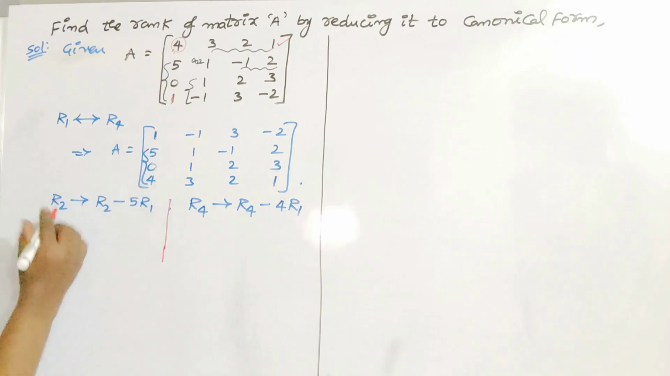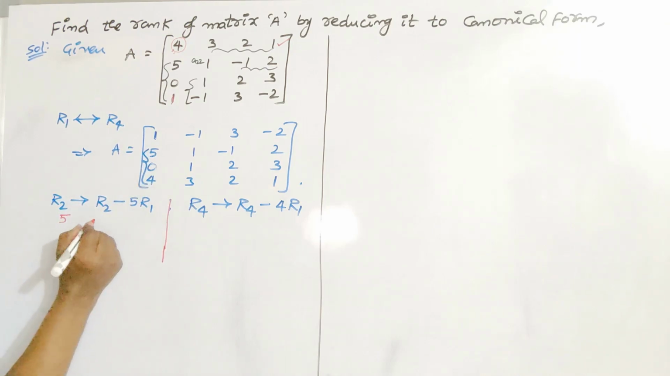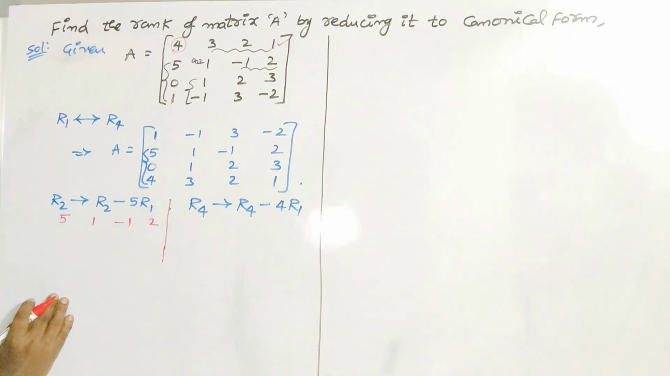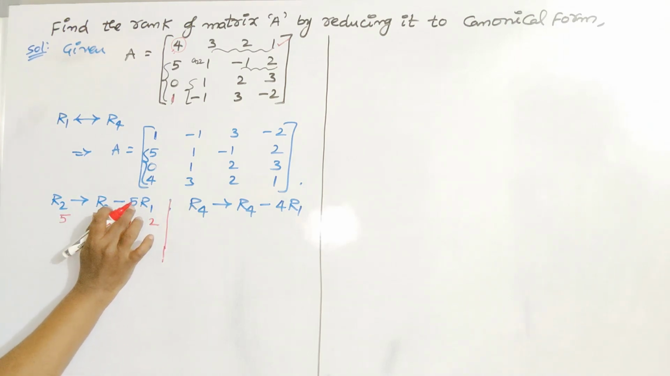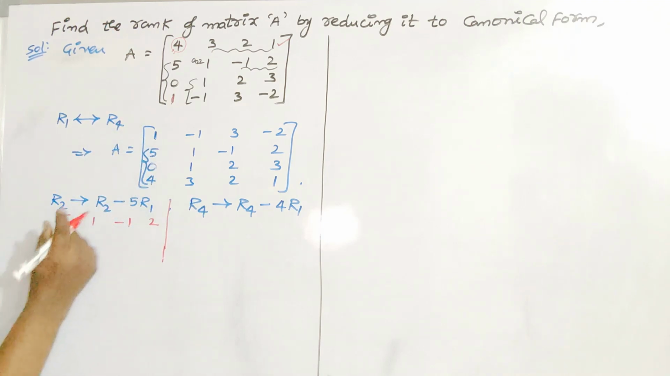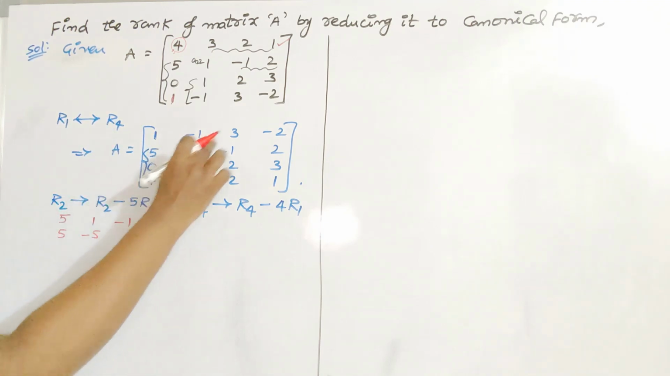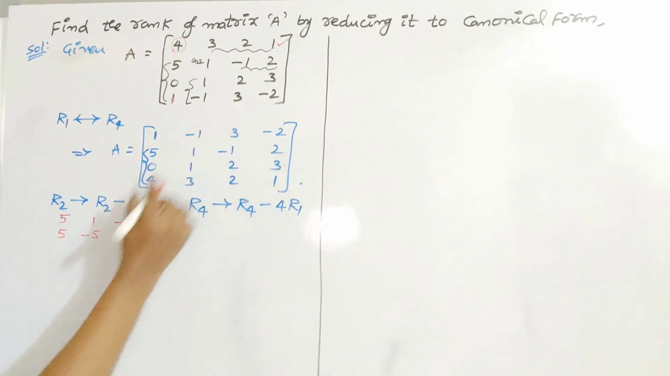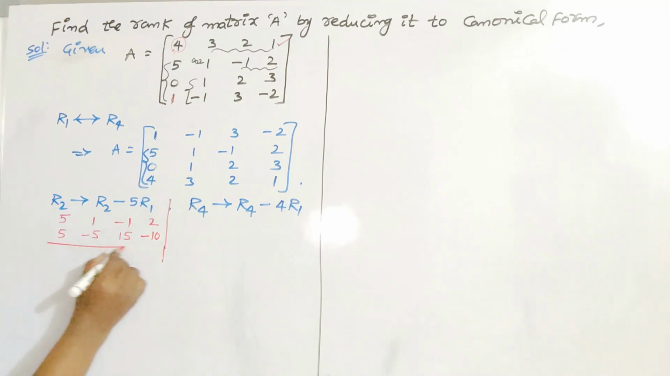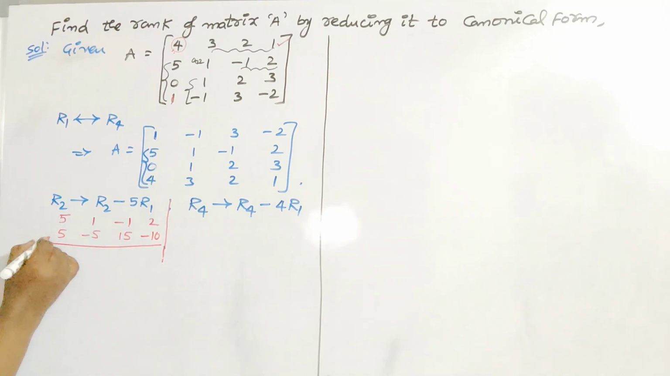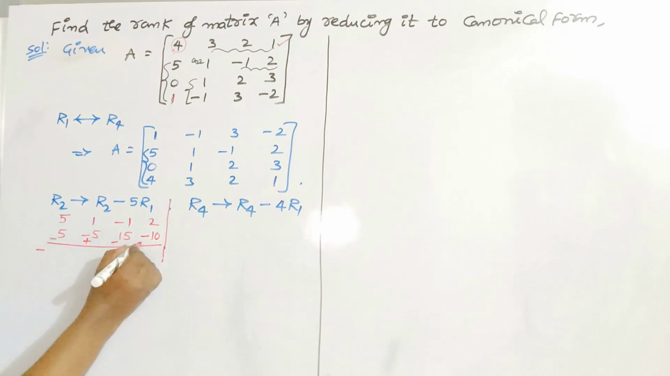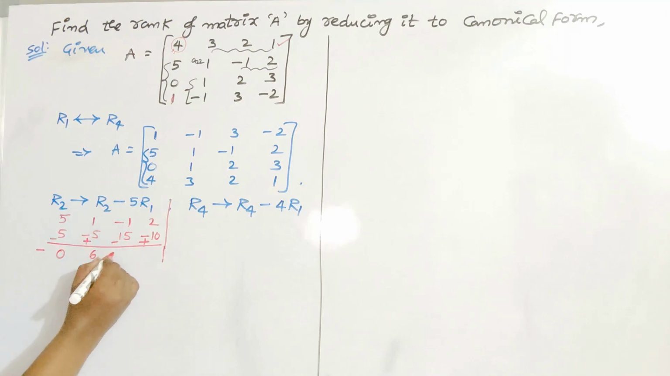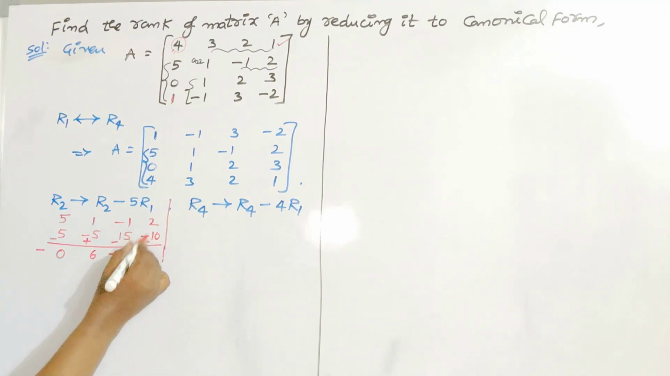So what is R2? Write R2 here: 5, 1, minus 1, 2. Next multiply R1 with 5 and write here: 5 into 1 is 5, minus 5, 5 3s are 15, 5 2s are 10, but don't forget the negative sign. We have to subtract these both rows: 5 minus 5, 0, 1 plus 5, 6, minus 1 minus 15, minus 16, 2 plus 10, 12.